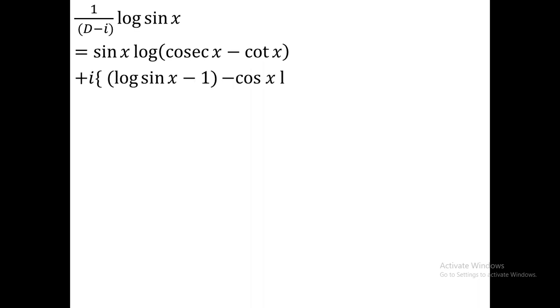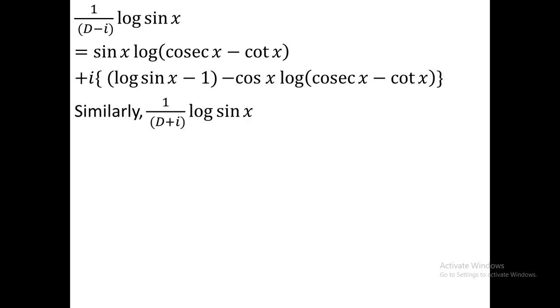Okay, now we have to calculate 1 by D plus i of log of sin x also. Similarly to the result of 1 by D minus i of log of sin x, we can find the value of 1 by D plus i of log of sin x. What is the relation between these two terms? The only difference is that here it is minus i and here it is plus i, so this is the complex conjugate of that value. Therefore the result will be the same in the sense that they are conjugates.